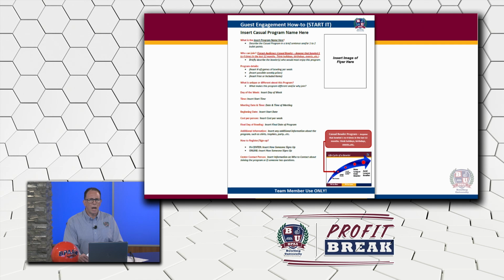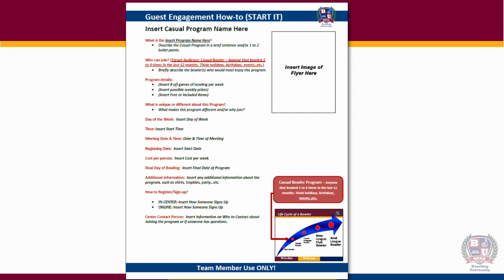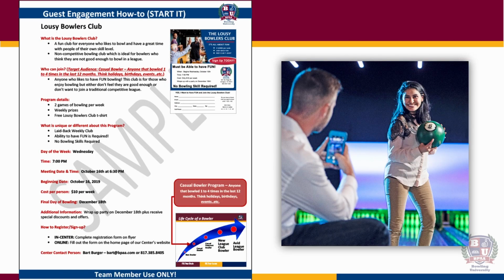And for a lot of us now, we're hiring team members that are not bowlers. So we may hand them a flyer and say, hey, learn this, and they don't really know what they're looking at. Or I can speak from experience, all of a sudden I'm working the counter and a guest comes up to me with a flyer that I've never seen, and I'm trying to figure it out on the fly. So what we have here for you, and this is available to download, is a guest engagement how-to flyer that is for your team members. You're able to take any program. For instance, here we've got a Lousy Bowler Club.